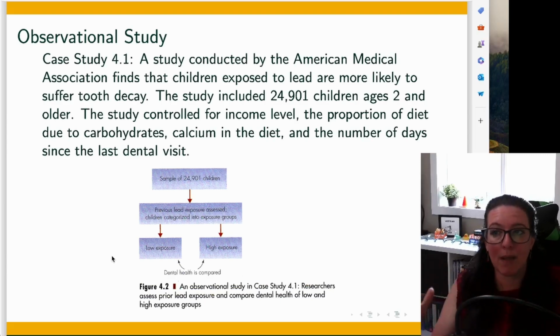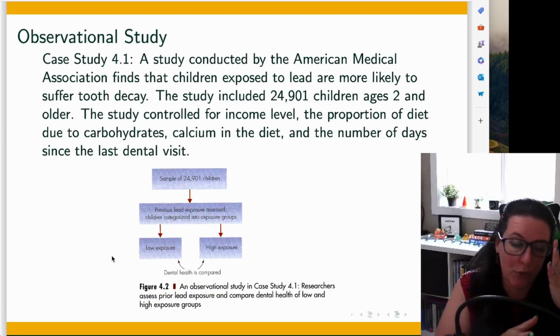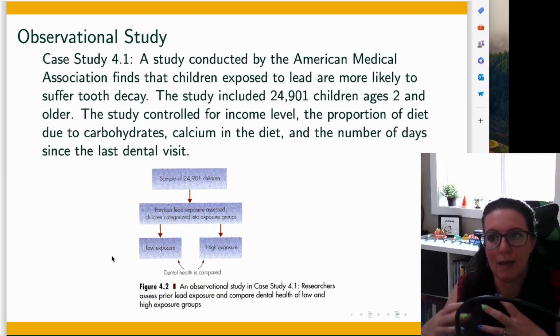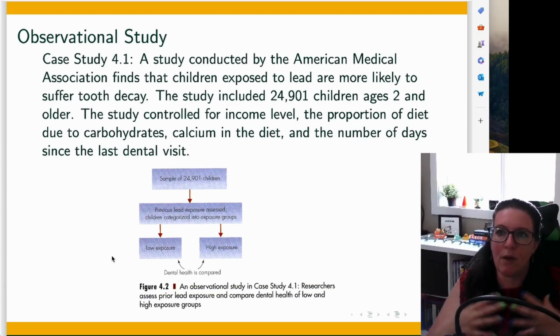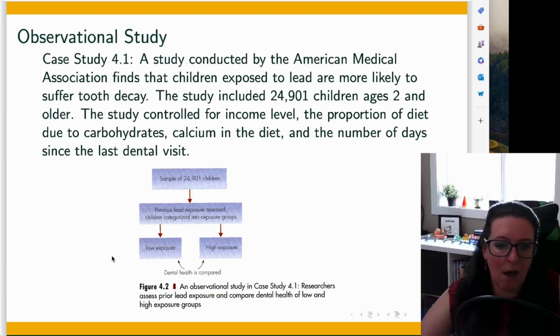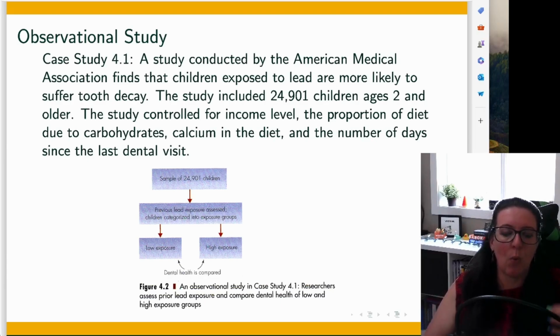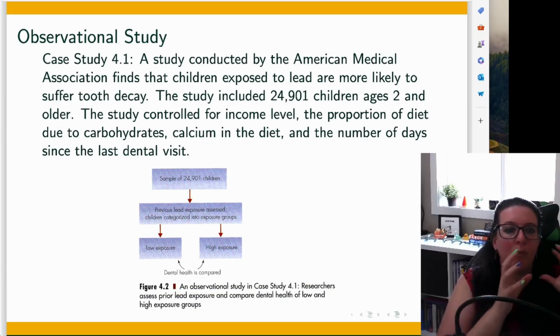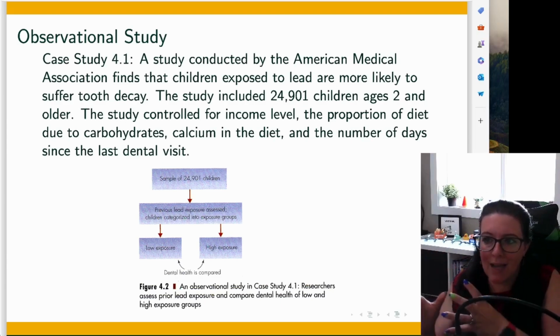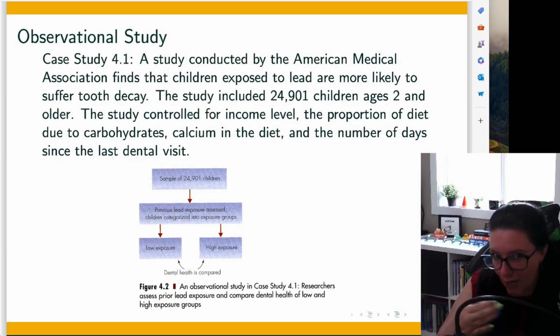Okay, it's not an experimental design because we didn't take a group of children and expose them to lead and have another group that are not exposed to lead. Instead, what they did is they found 24,901 children ages 2 and older and did an assessment of those children and looked at the level of lead. Okay, so we placed them into two groups. We have one group that already has a low level of lead and the other that has a high level of lead. So we didn't choose which child goes into which.